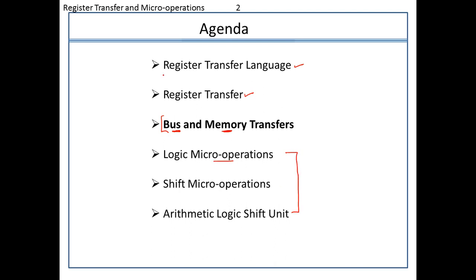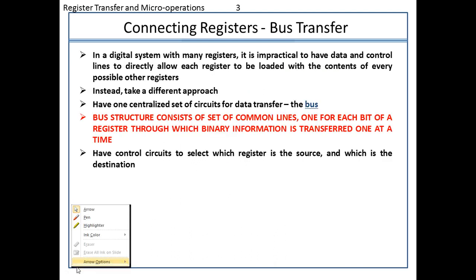As I discussed in the very first session on register transfer and micro-operations, micro-operations play a vital role when we are talking about the registers and the data which is stored in the registers. So for the time being, let's concentrate only on this particular topic, which is bus and memory transfer. Before understanding how we connect the registers with the buses, let's understand why there is a need to have a bus.